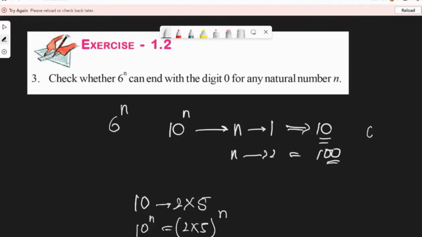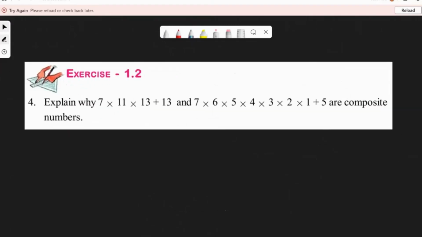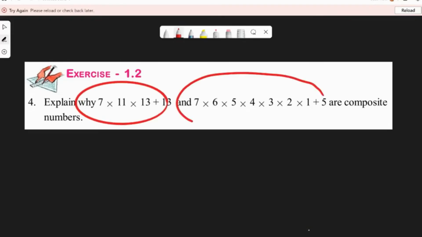You can write, so 6 power 1 is 6, 6 power 2 is 36, and so on. So this is how we do it. Next question, the fourth one we have is, we should explain if these two terms, the product and the sum, are composite numbers or not.